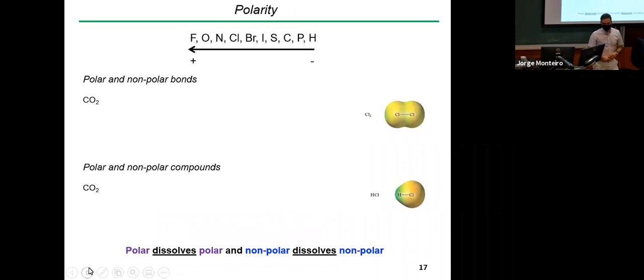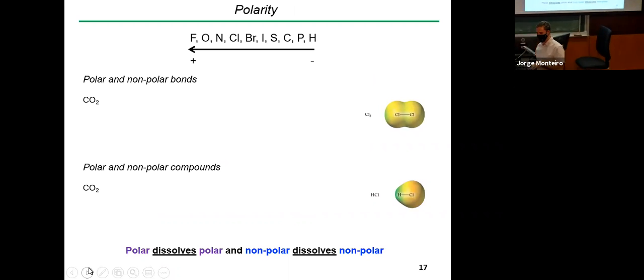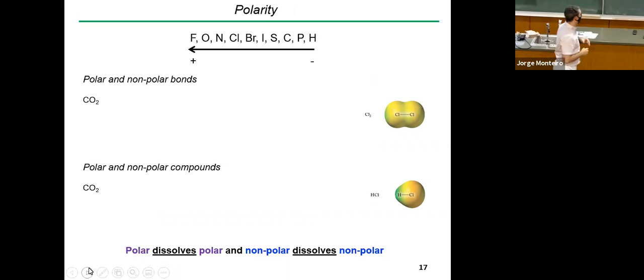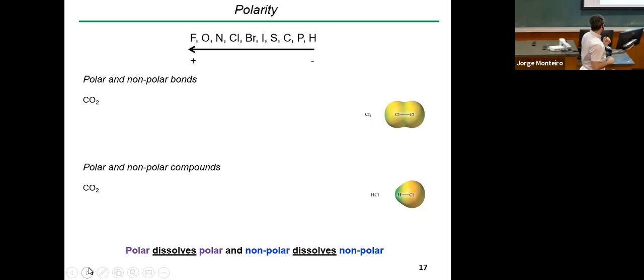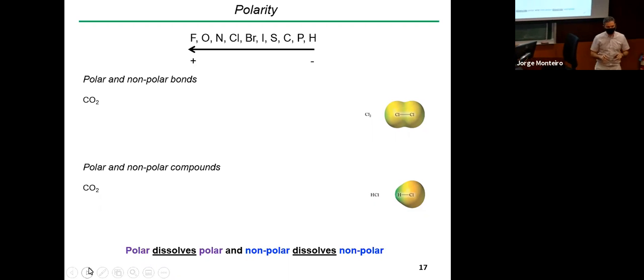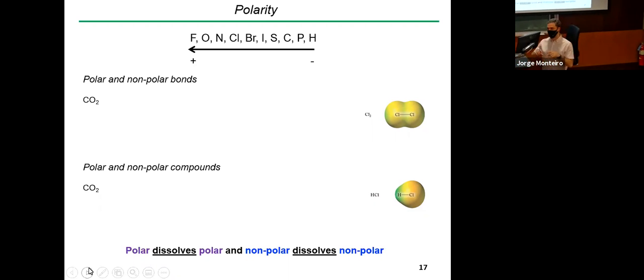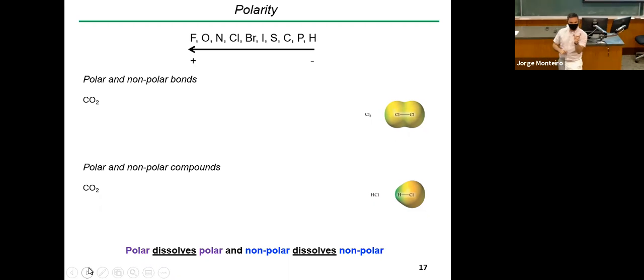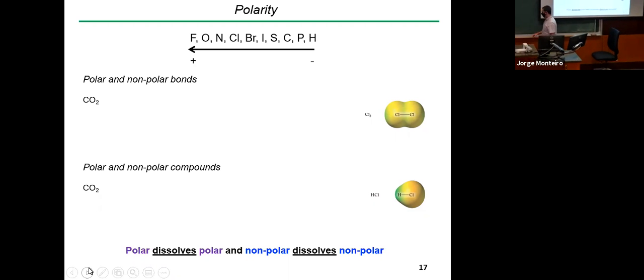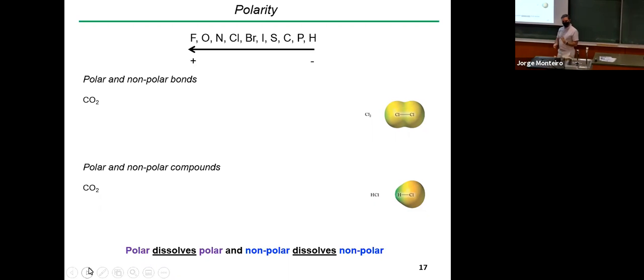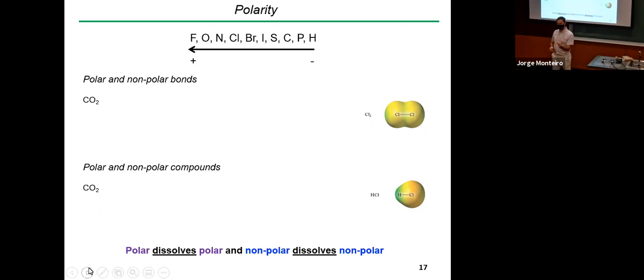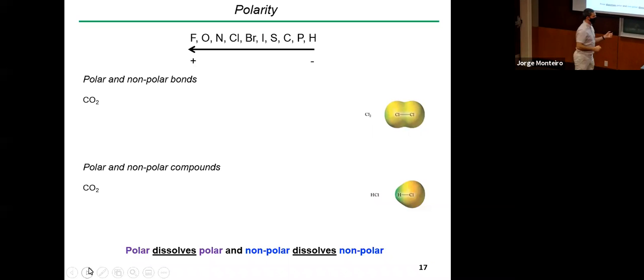All right. So with that being said, now let's talk about polarity. The first concept here is polar and non-polar bonds, and then we will move on to polar and non-polar compounds. When analyzing the polarity of a bond, we're just going to look at the bond. Okay? So for example, CO2, you have here a bond between carbon and oxygen, and we are going to just take a look at the bond to determine if the bond is polar or non-polar.